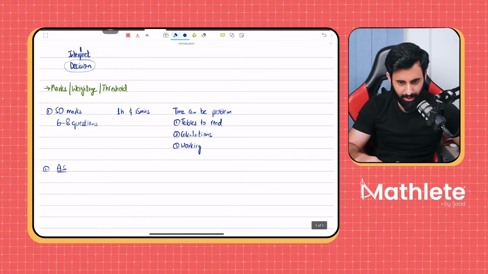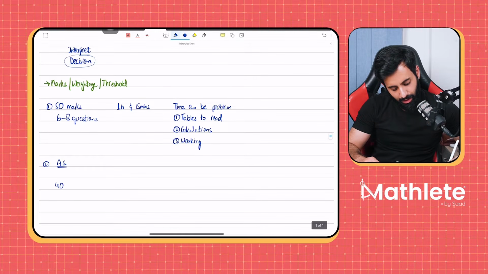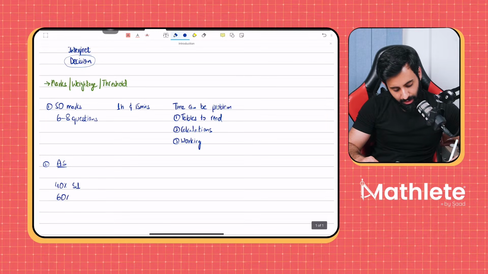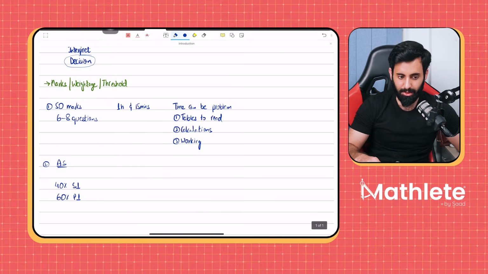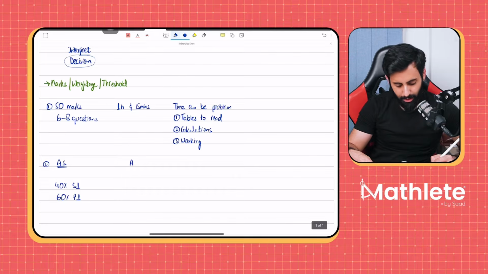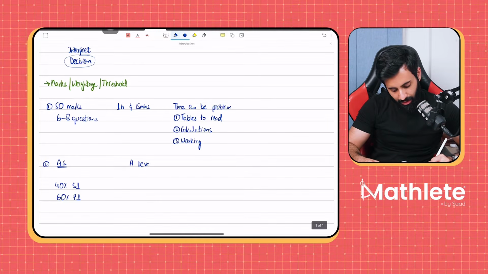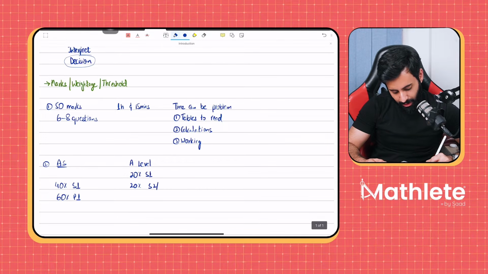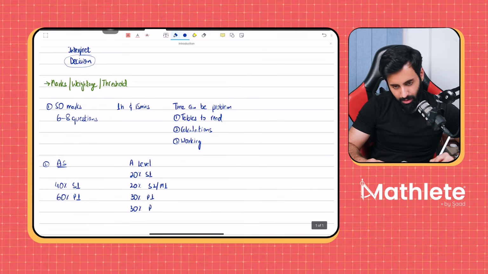If you're giving S1 in AS, then S1 has 40% weightage, okay? And P1 on the other hand obviously has 60% weightage, all right? If you're giving this in A level along with S2 or M1, in that case, 20% will be S1 and the remaining 20% will be S2 or M1 depending on whatever you opt for, and then 30% will be P1 and the remaining 30% will be P3.